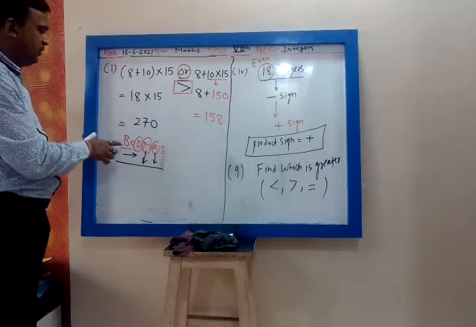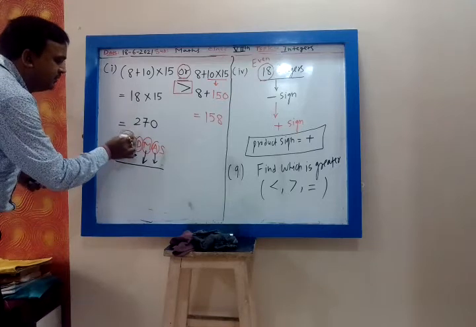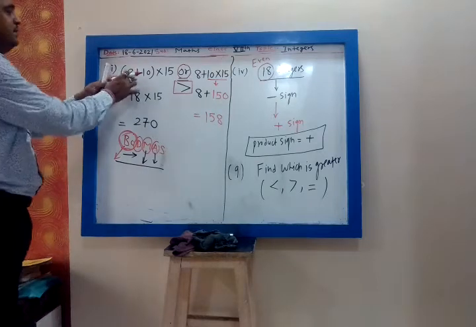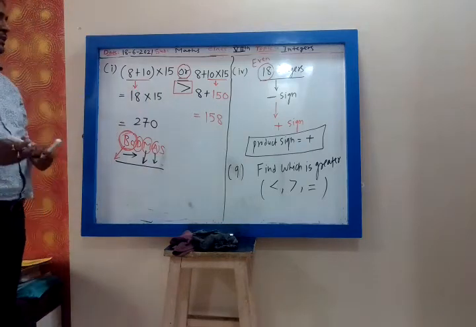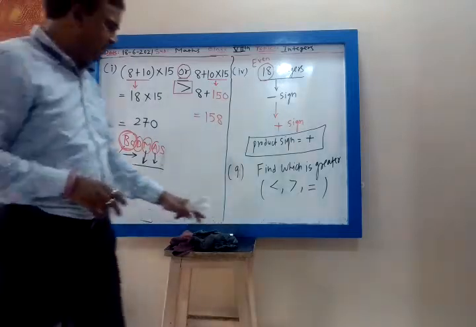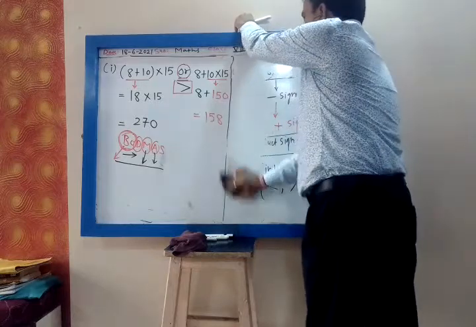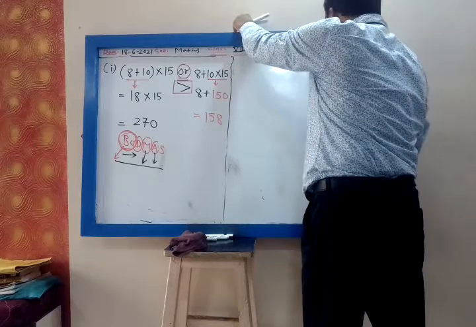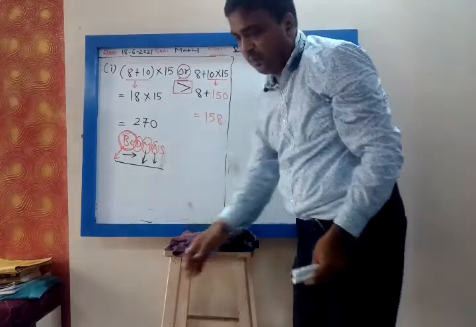Because BODMAS says first you have to simplify the bracket. So this bracket I have simplified first. Are you getting? Before multiplication and division there is a bracket simplification, my dear. So always remember you have to follow BODMAS: first simplify the bracket, then division, then multiplication, then addition, then subtraction.